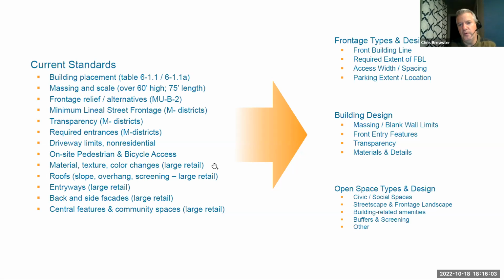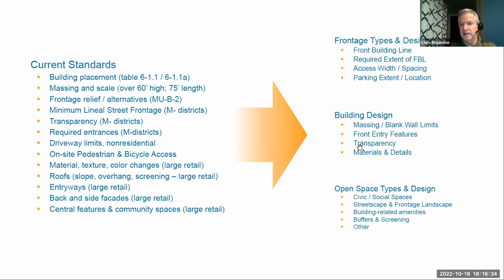Essentially what we did was group them into those 3 topics I mentioned: frontage types and design standards, which addresses these issues that are all currently regulated. So front building line, where the building sits; required extent of the front building line, how much of the lot needs to be occupied by a building frontage; and then the rest is access, width, and parking extent. Where can car-oriented parts of the site be? That encompasses everything we want to talk about with regard to non-residential frontages.